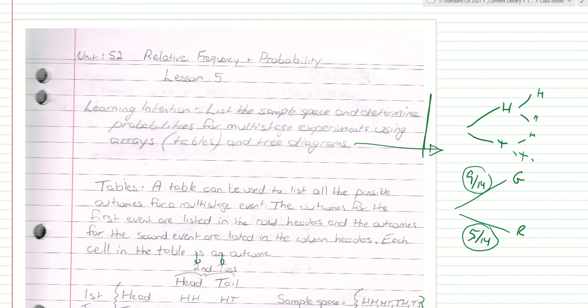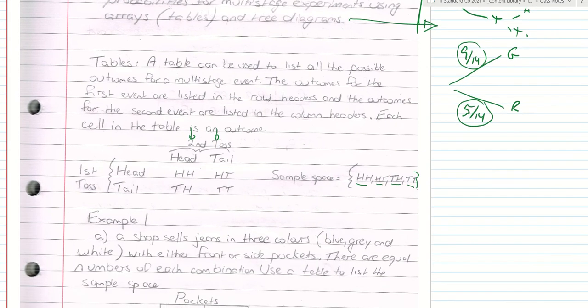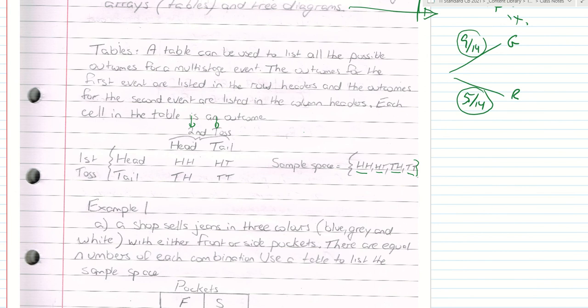But the first thing we're going to look at is a table. Now, we've done them before. A table can be used to list all the possible outcomes for a multi-stage event, a multi-stage event being one trial and then another trial, or one experiment and then another experiment. The outcomes for the first event are listed in the row headers, and the outcomes for the second event are listed in the column headers. Each cell in the table is an outcome.